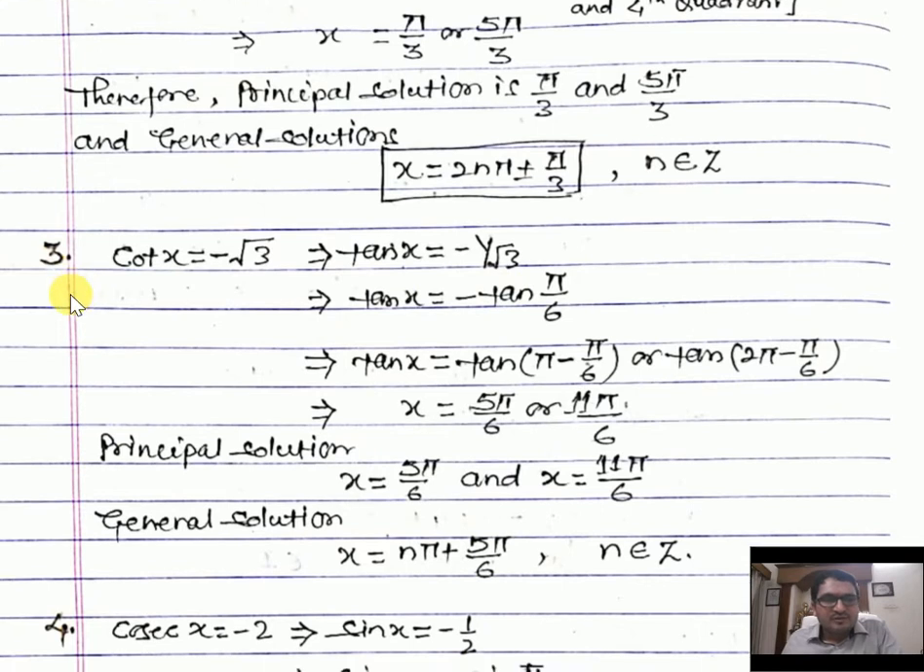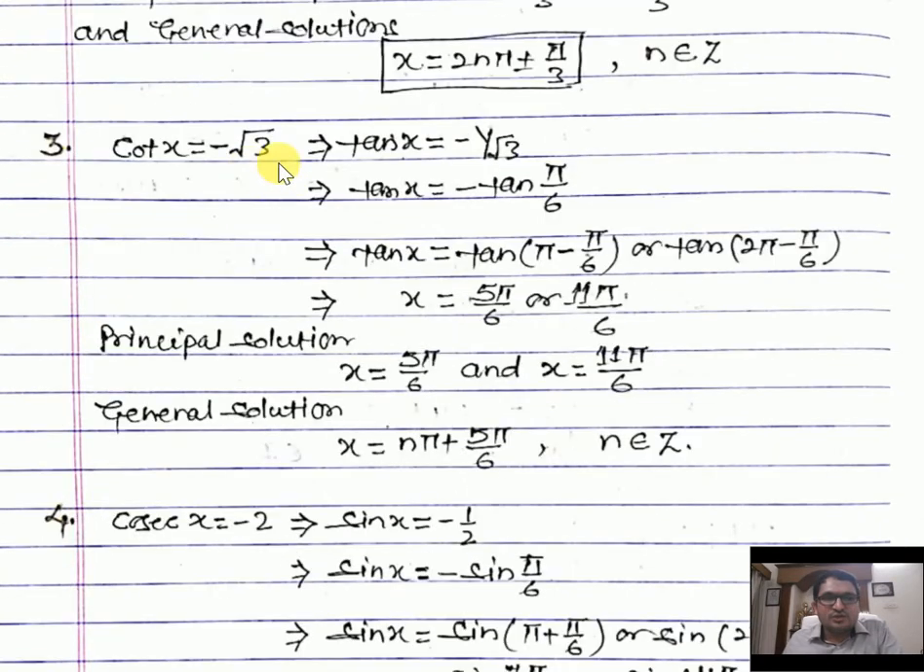Now third, cot x is equal to minus root 3. So tan x will be equal to minus 1 upon root 3. Reciprocal. Tan x is equal to, now convert the right hand side in terms of tan, minus tan pi upon 6.